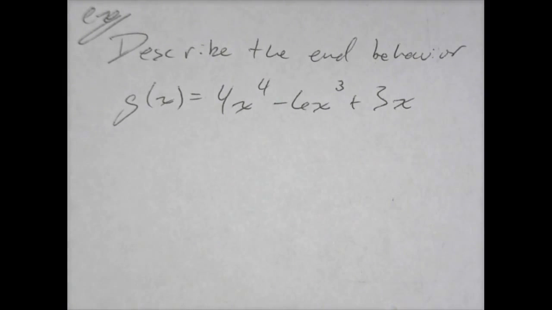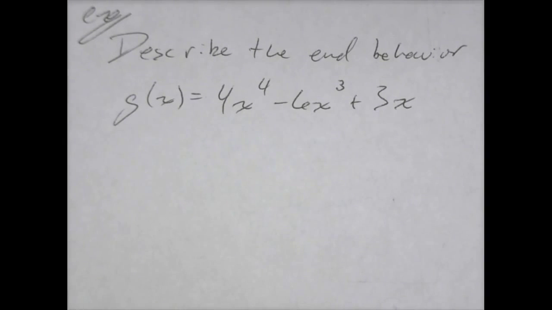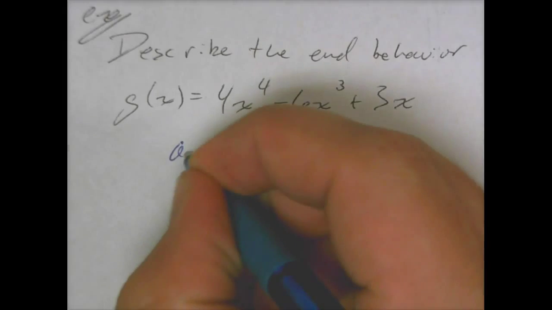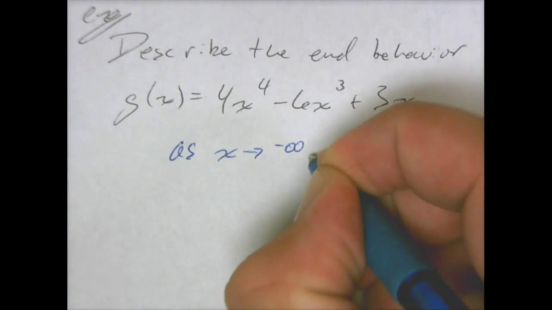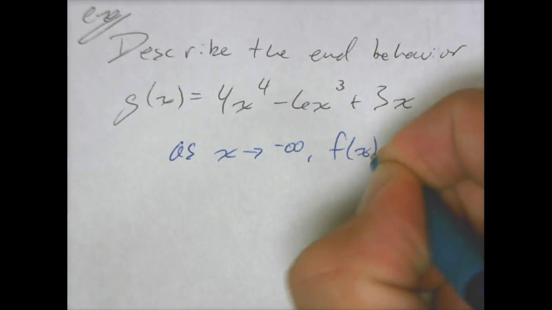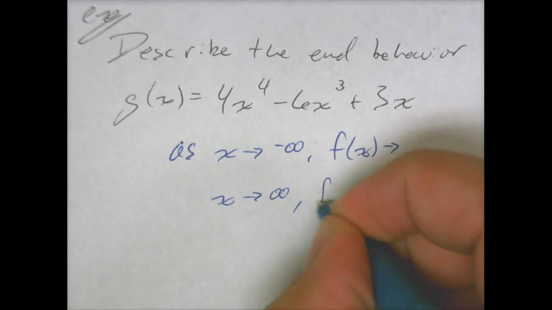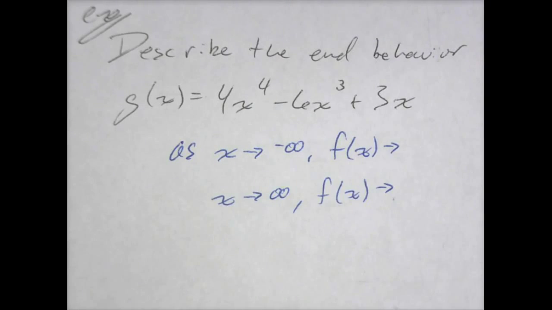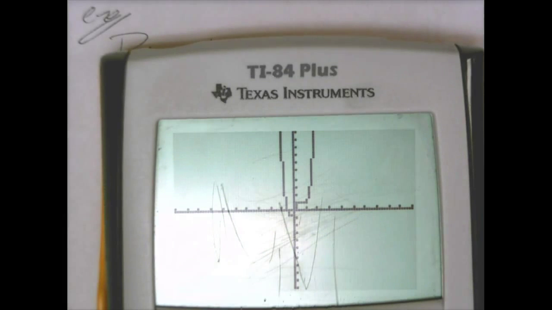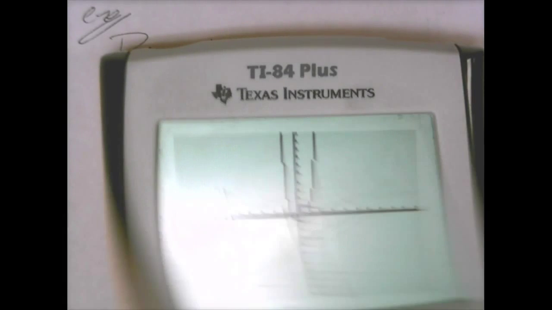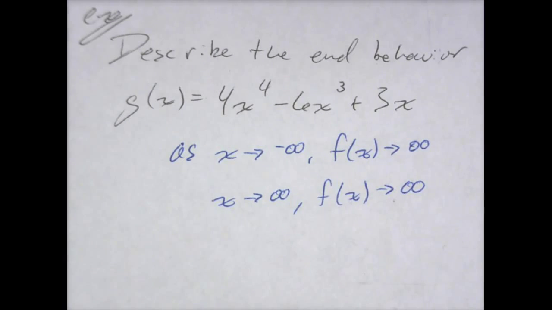Alright, looking at this example, take a second, pause the video, write it down. We're talking about describing the end behavior, so you can take the time to list all this out. As x approaches negative infinity, f of x approaches something, and as x approaches infinity, f of x also approaches something. Graphing it, looking at your y equals, it looks like it's going up to the left, going up to the right, so it is going to infinity in both directions.